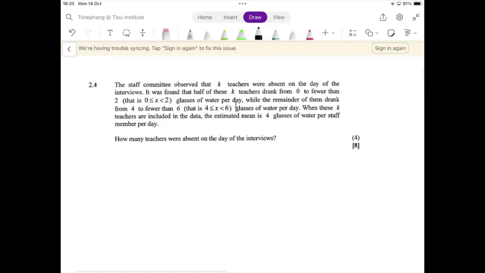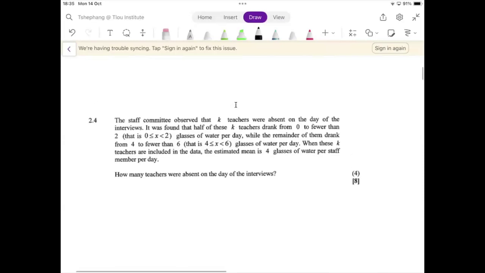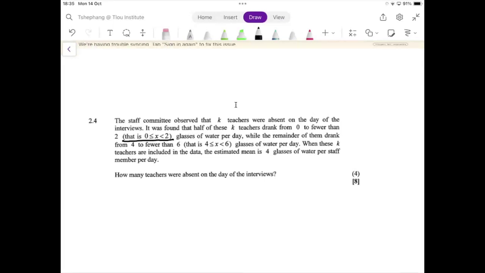Now, 2.4. The staff committee observed that K teachers were absent on the day of the interviews. It was found that half of these K teachers drank from 0 to fewer than 2 glasses of water per day, while the remainder of them drank from 4 to fewer than 6 glasses of water per day. When these K teachers are included in the data, the estimated mean is 4 glasses of water per staff member per day. How many teachers were absent on the day of the interviews?